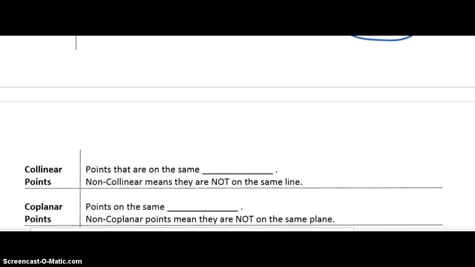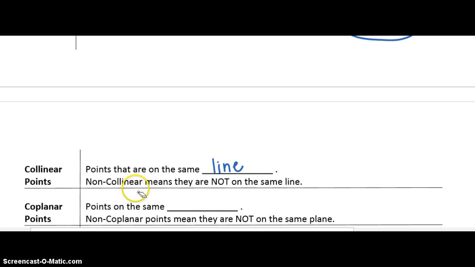So the next thing that we're going to cover are collinear points. These are all points on the same, look at this word, collinear. There's a word inside of here you should already have seen before, which is line. So they are points all on the same line. Now if they ask you for non-collinear points, this means that they would not be on the same line.